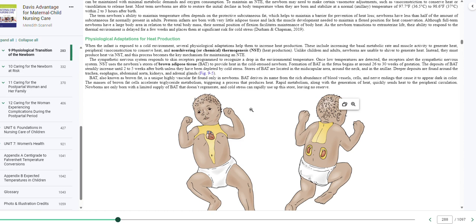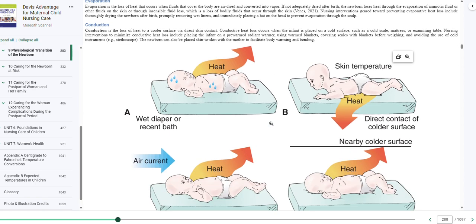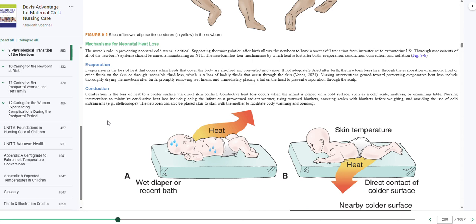And the mechanisms for neonatal heat loss. So remember we talked about the evaporation and conduction. Conduction is the loss of heat to a cooler contact, such as the skin or a mattress or anything that is put on the baby, like not warm skin, but just skin to skin can actually facilitate the warming back up. But a diaper, anything like that.